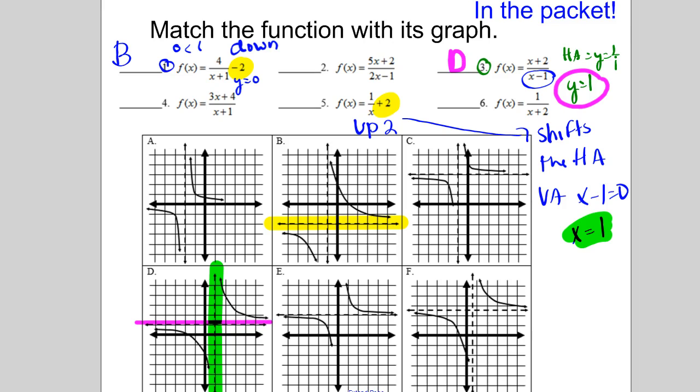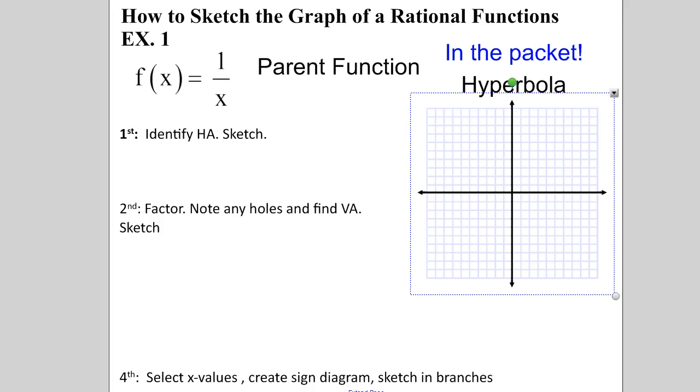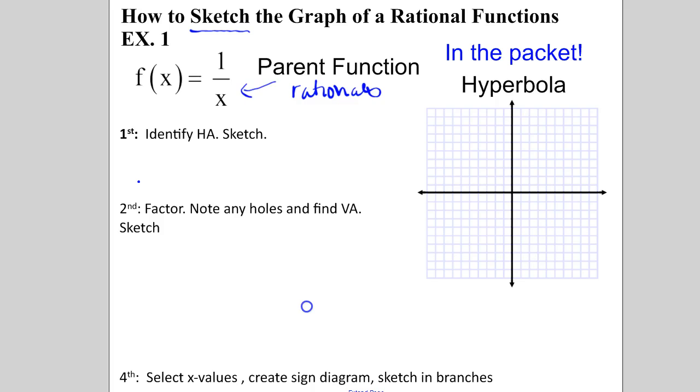All right, let's shift to the guided notes that are inside your packet here. I want you to keep these. These are going to help you with how to sketch these things. All right, how do we sketch the graph? We are going to start with the parent function. The parent function of all rationals is 1 over x, okay?